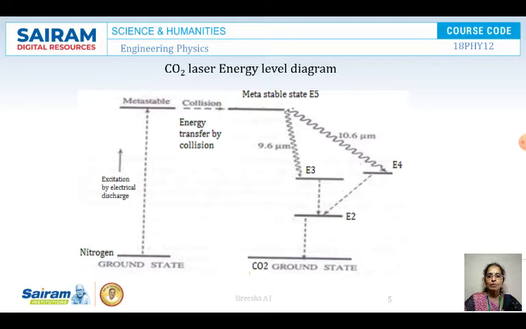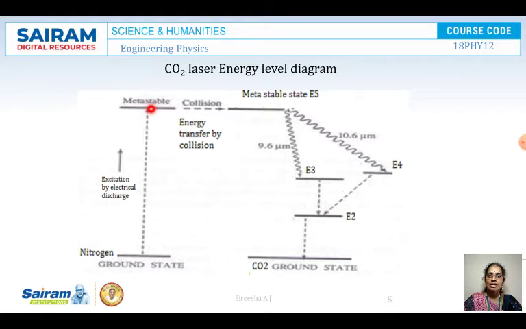Now you can see the energy level diagram over here. The moment the pumping is given, the discharge tube consists of carbon dioxide, nitrogen and helium atoms. When the pumping is done, first the nitrogen atoms go from the ground state to the metastable state of the nitrogen atom. Due to excitation by the electrical discharge, the nitrogen atoms from the ground state reach a metastable state.